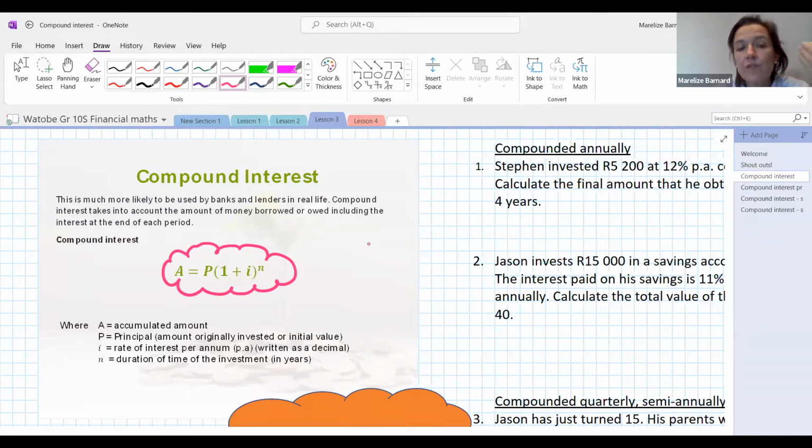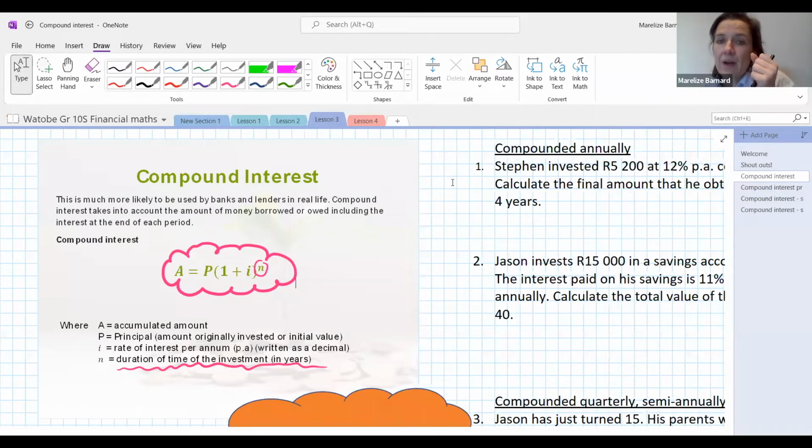It's also the number of years that you put the money away, so the duration of the investment. But if the compounding period changes from annually to monthly or quarterly or semi-annually, like we're going to discuss now in our upcoming questions, then that has to do with the amount of times you're actually going to earn interest.